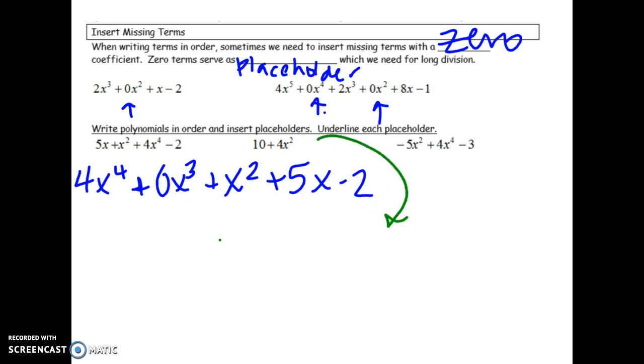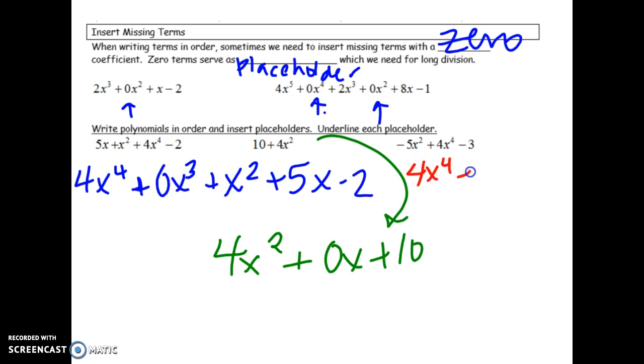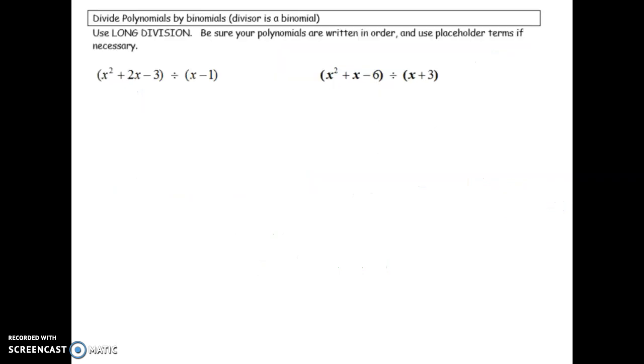This next one would be 4x squared plus 0x plus 10. And then finally, I've got 4x to the fourth plus 0x to the third minus 5x squared, and I'm going to run out of room, minus 3. Okay. Now the reason we do that is because we have to make sure division works its way down, otherwise my variables don't cancel. So when I'm doing long division now, I have a binomial, not just a monomial.